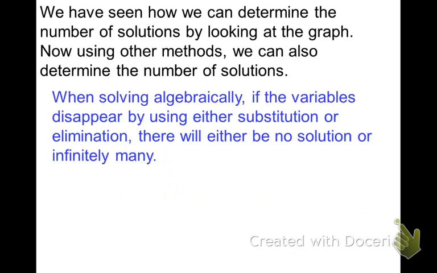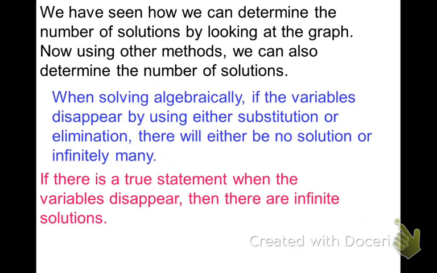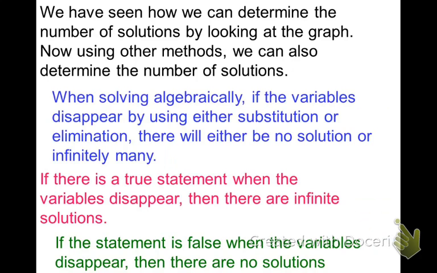So one of the ways that we can find this out is by just looking at a graph. Another way is to solve them algebraically. And anytime we solve a system algebraically and all the variables disappear, we're either going to have no solution or infinitely many solutions. And if it's a true statement when the variables disappear, then there's infinite solutions. And if it's a false statement when the variables disappear, there are no solutions.